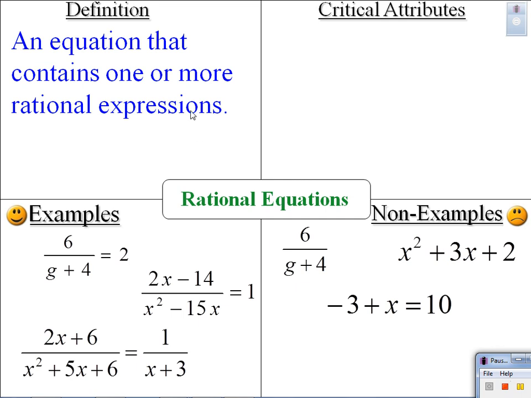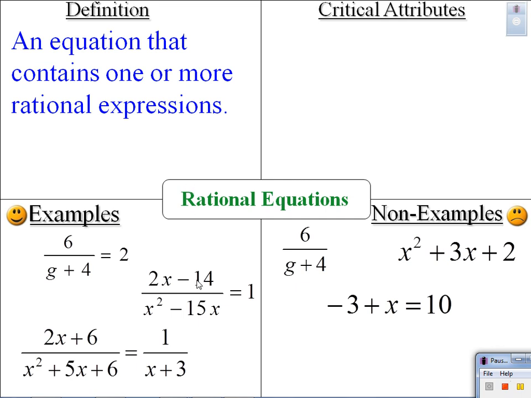All right, here we go. According to the definition, a rational equation is an equation that contains one or more rational expressions. So what does that mean? At least one rational expression. Let's look at this first equation. Does it have a rational expression? Yeah, on the left side, we have 6 over g plus 4. That's a rational expression, and it's an equation, therefore this is a rational equation.